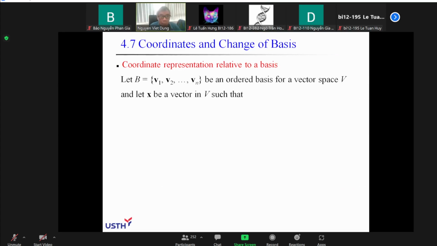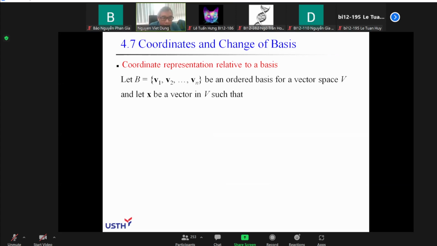Now we are going to deal with the notion of coordinates and how we can change coordinates and change of basis. As I explained to you several times before, a vector space will have many bases, not only one basis. So we need to work sometimes with this basis, sometimes with the other basis.